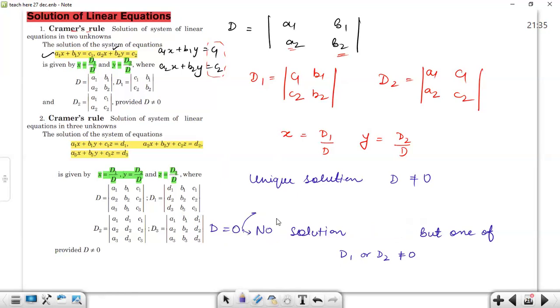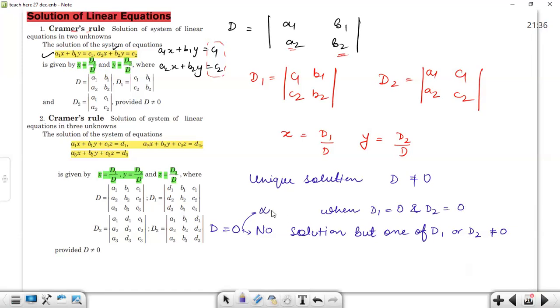And there is one more contingency when D is equal to 0. When D1 and D2 both are zeros. Here, one of D1 or D2 was non-zero. But when D1 and D2 both are 0, then what will happen? When D1 is equal to 0 and D2 equal to 0, then there will be infinite solutions.